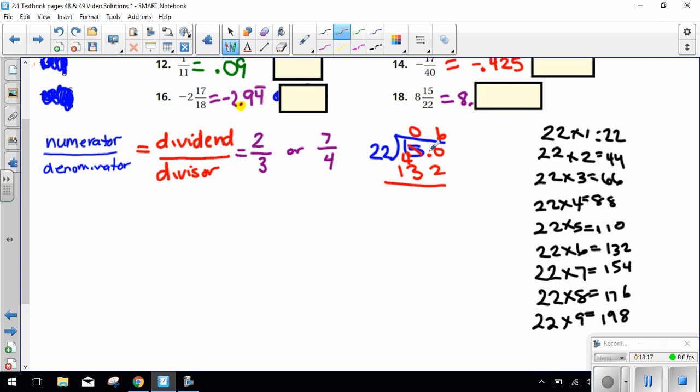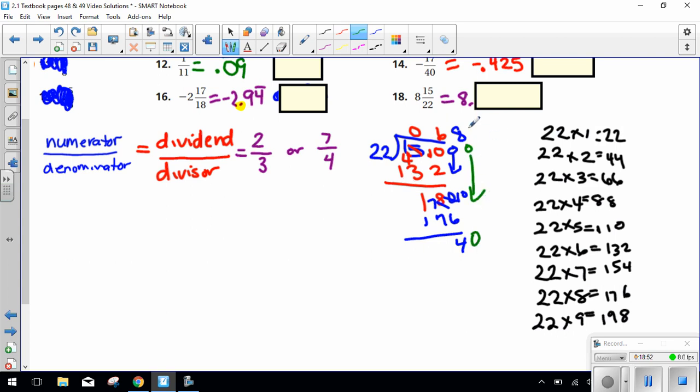That's a 4. This is a 10. 10 minus 2 is 8. 4 minus 3 is 1. At this point, I'm going to add a 0 and bring down 22 into 180. It must be 8 because 9 gives me a product of 198. So 8 times 22 is 176. Let's subtract. 10 minus 6 is 4. I'm going to add a 0.